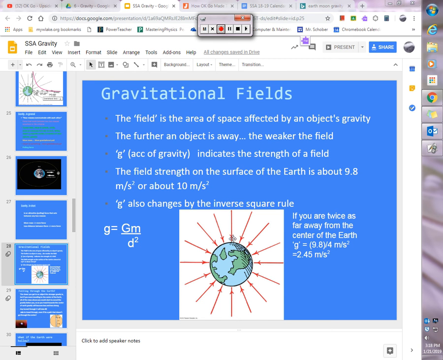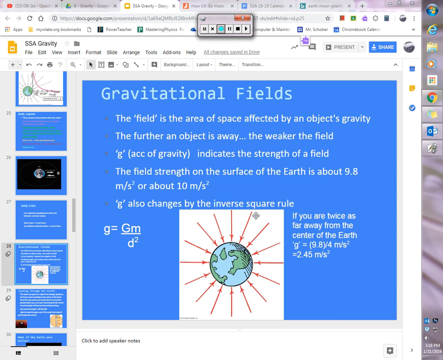But if I instead went, say, to here, some distance up above the surface of the Earth, that's going to be a slightly different gravitational field. The strength of gravity up here is going to be different than it is down here. And as you get further and further away, the gravitational field is going to be even less.